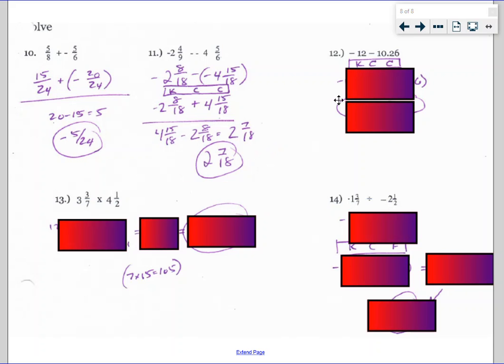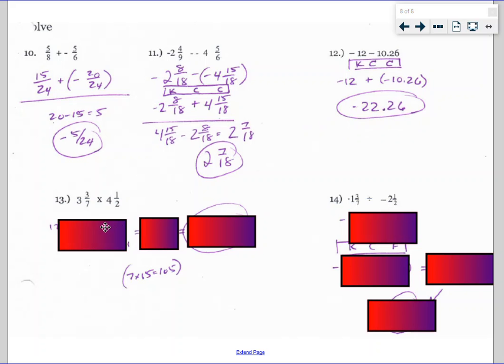So that's number 11. Number 12 was a decimal problem. This is another keep change one because we are subtracting decimal numbers here. So negative 12 stays the same. Change your subtraction to addition and change the 10.26 to its opposite, to negative 10.26. And now I've got two numbers that have the same sign up front. They're both negative. So I just really add those numbers and keep the negative sign.